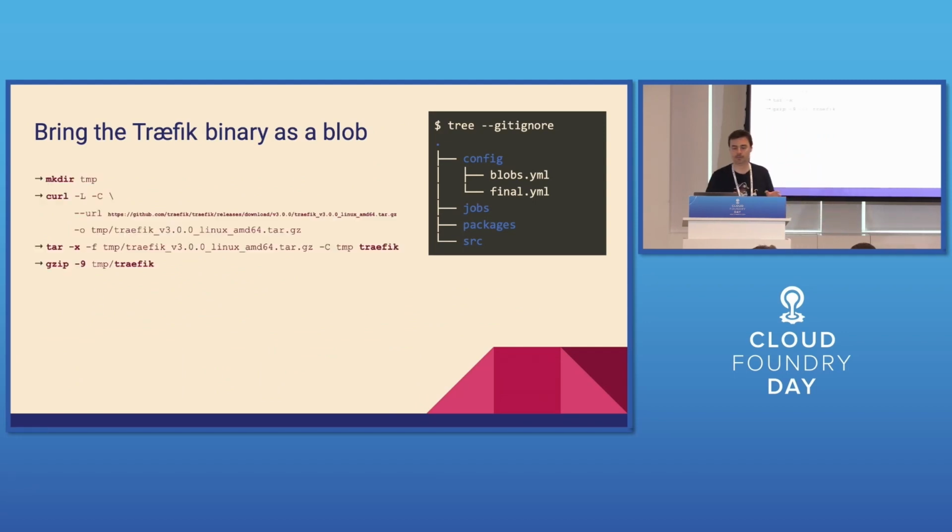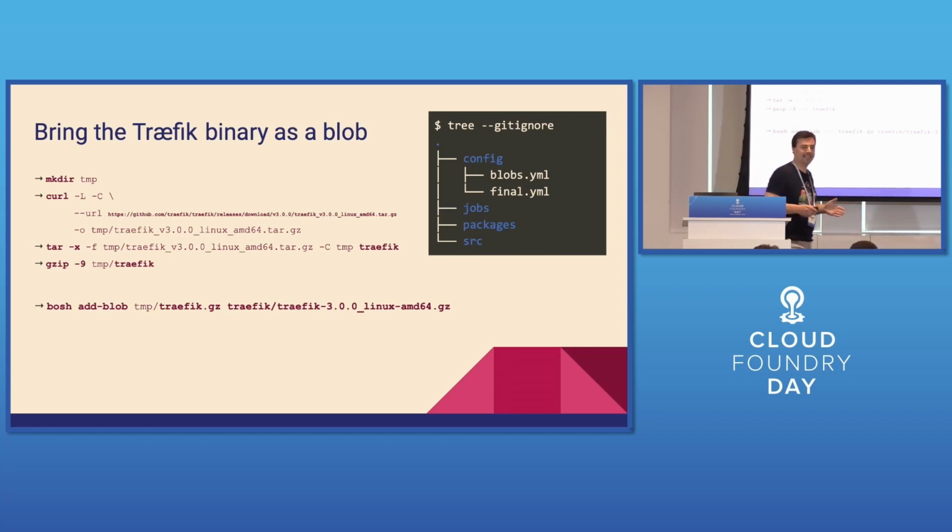And let's bring our Traefik binary as a blob. We have our folder structure. We just first download the blob. It's not very interesting. It's a curl for downloading the binary, some archive. We unarchive with tar x, and then we shrink the size of the executable binary with gzip -9, the maximum compression. And what's interesting is to add that blob with the bosh add-blob command.